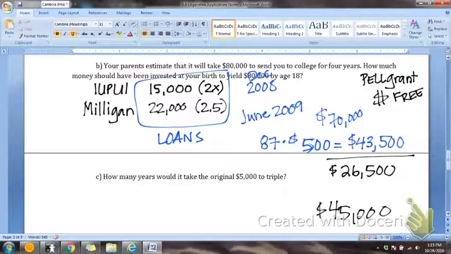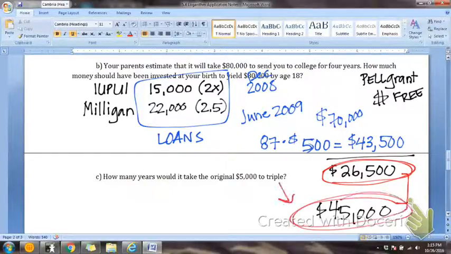Wow. You know why? Because of interest. The difference between these two amounts is what we think I should be paying off. But because of interest, I still have $45,000 to pay off.